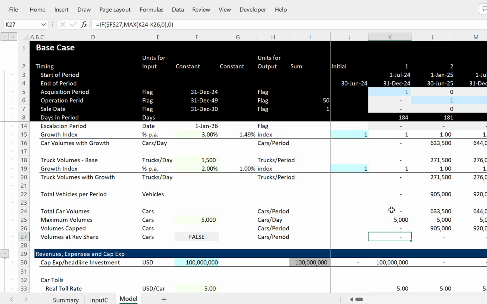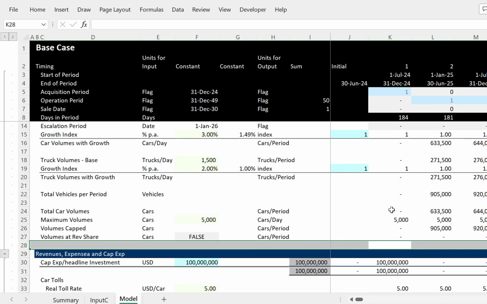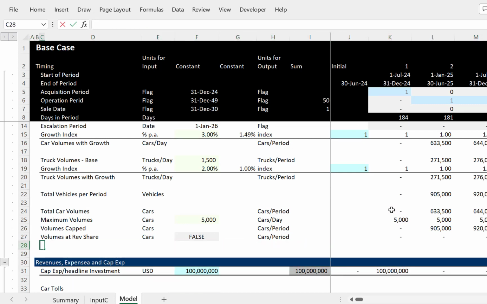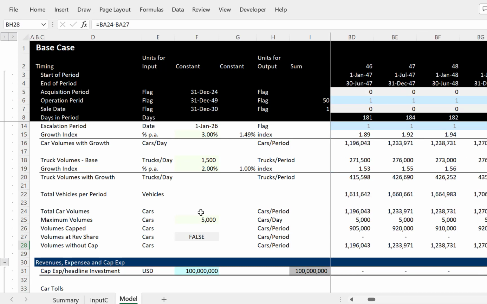Okay, and then let's add one final thing and set volumes without a cap. That took me a little bit longer, and I had to talk it through. The way I'm talking to you is exactly what I would do: talk to myself. Maybe I would try not to speak out loud too much if I'm at a cafe or something like that. But then we take the total car volumes minus this one. So now I'm in the base case. Shift Control R.